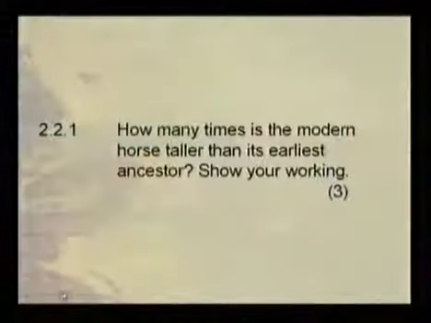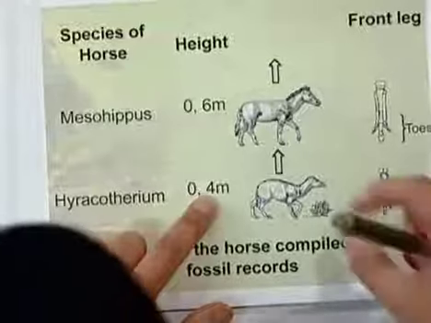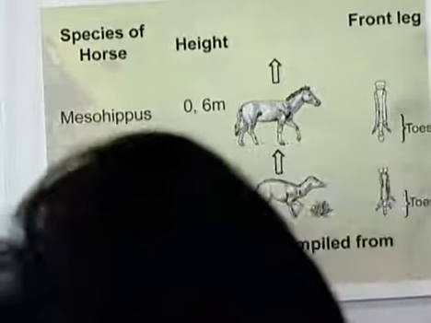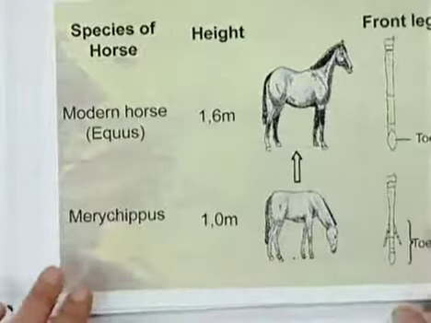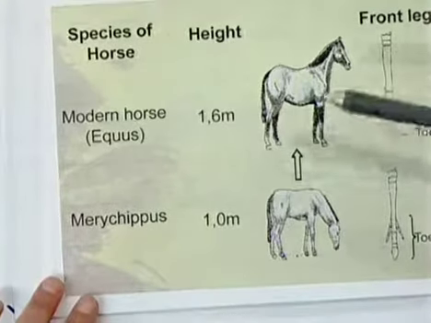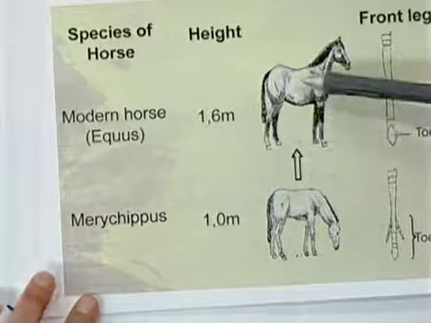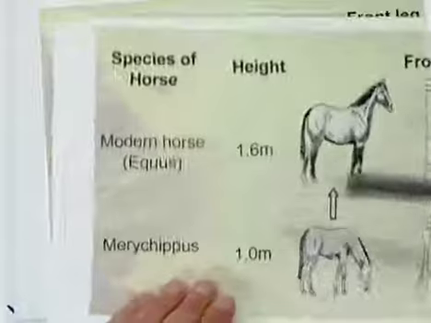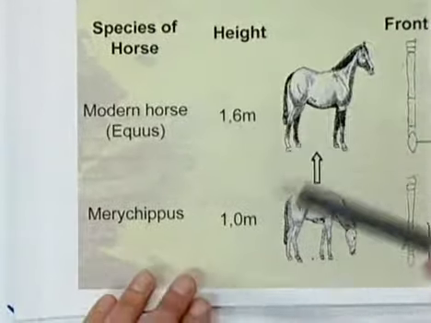How many times is the modern horse taller than its earliest ancestor? So if I come over here, I can see that the earliest ancestor of my horse was about 0.4 meters tall, whereas if I look at this particular one over here, I can see that my horse is now 1.6 meters. So from the beginning, the ancestral horse was about 0.4. As we progress upwards, it's gone up to about 1.6.